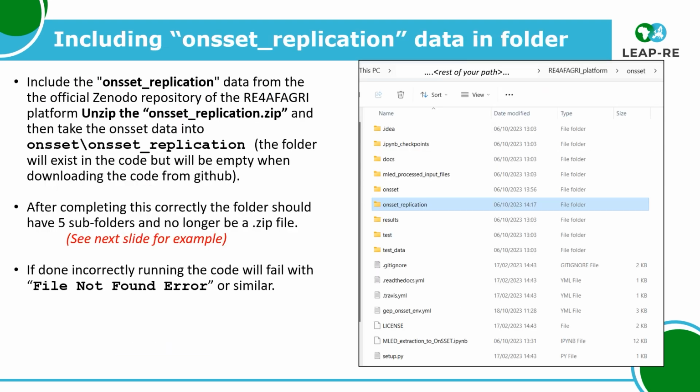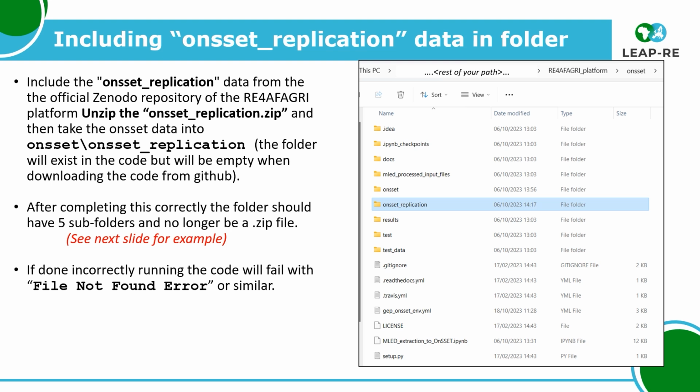Then you will need to make sure that you unzip correctly the OnSSET replication data folders and include them inside of your also extracted platform code. This will go into a folder called OnSSET replication, which is inside the OnSSET folder within the repository. Your path should look roughly like this, where you include the OnSSET replication folder. And in the next slide, I'll show you how it should look inside that folder.